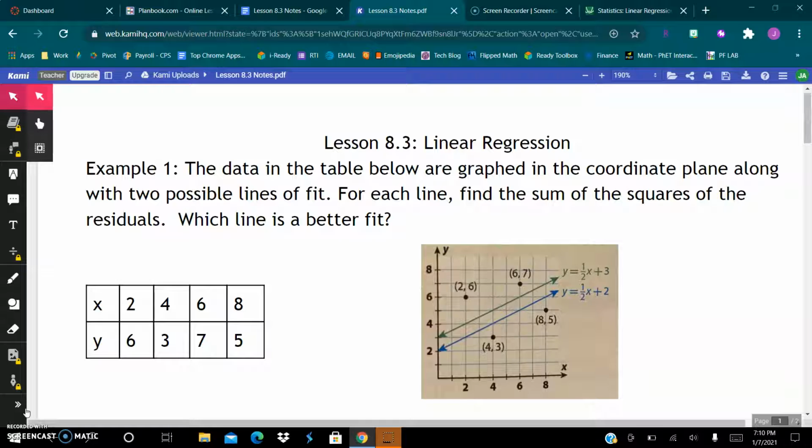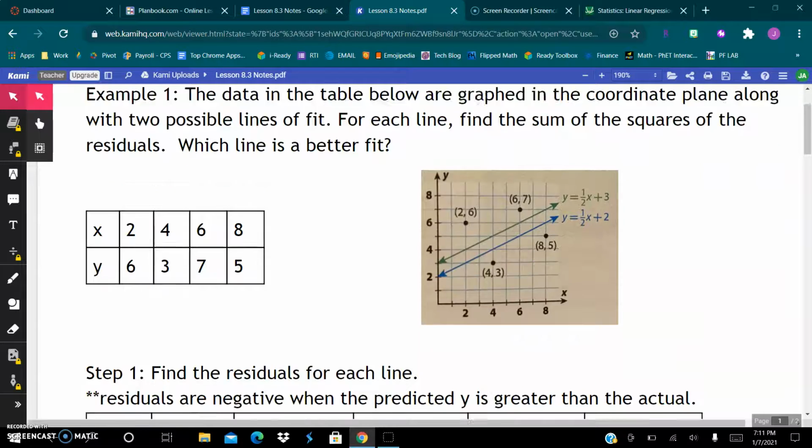It says the data on the table below is graphed in the coordinate plane along with two possible lines of best fit. For each line, find the sum of the squares of the residuals and then use that to figure out which line is a better fit. So the dots are the points from the table plotted, and then they have drawn the green and blue lines as possible lines of best fit. And our job is to figure out which one is the better one.